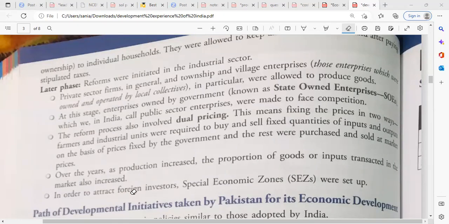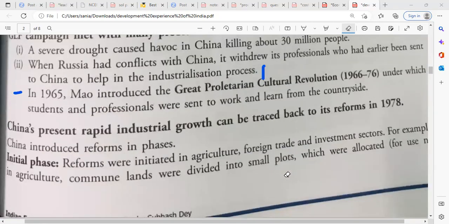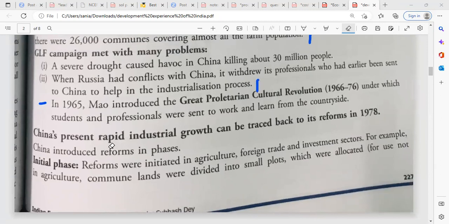Next, in order to attract foreign investment, special economic zones were set up. Since I want to attract foreign investors, you cannot trade with the entire China; there were some special zones where you can trade. This was done. Because of this, today the growth of the industrial sector in China is at the top compared to all other countries. So you will write the hashtag industrial growth in China, then from here, China's present rapid industrial growth, and so on.